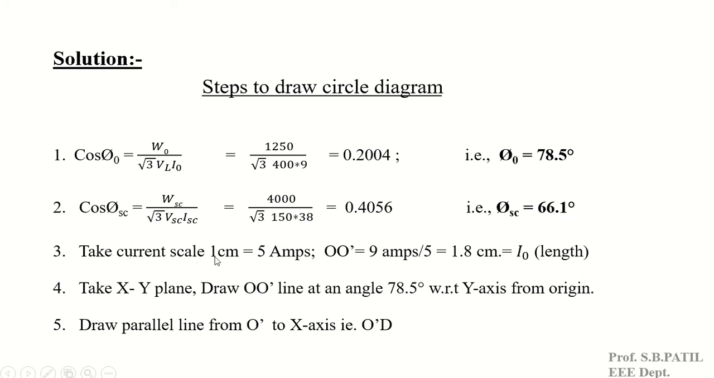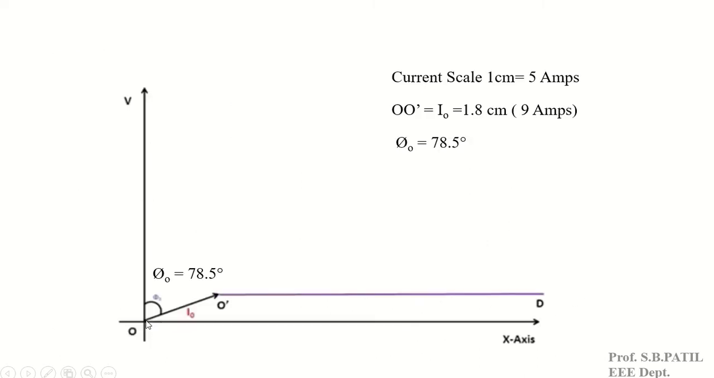Take the current scale, 1 centimeter is equal to 5 ampere. That is, O dash is equal to 9 ampere by 5, equal to 1.8 centimeter length, that is I naught. O dash equal to 1.8 centimeter is called I naught. Take the XY plane, draw the O dash line at an angle of 78.5 degree with respect to the Y axis from the origin, that is here.